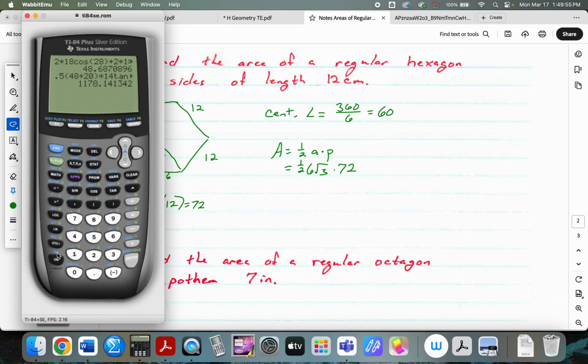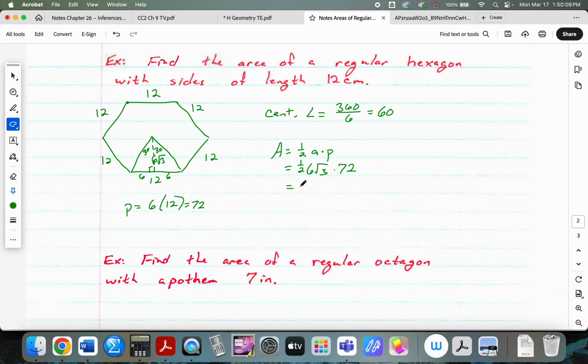If you're doing that on a calculator, you just don't put in the square root of 3. You just put half times 6 times 72. And that gives you 216 square root of 3. And since the units were centimeters, this will be square centimeters.